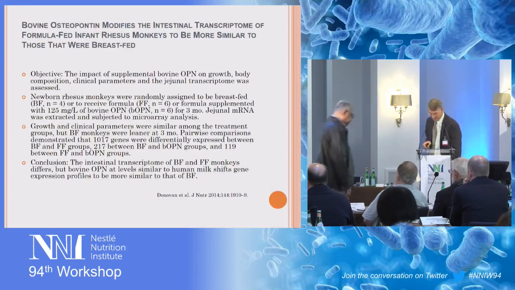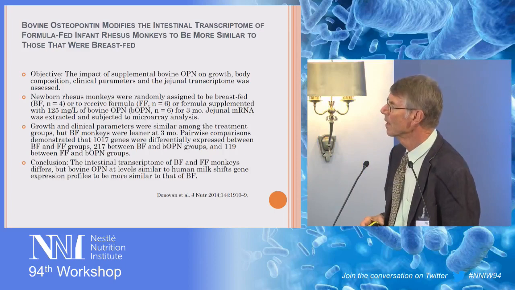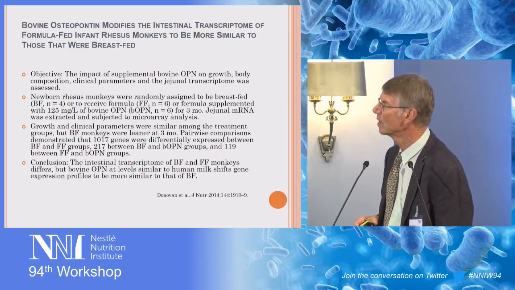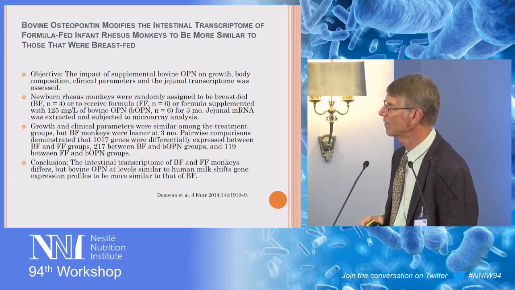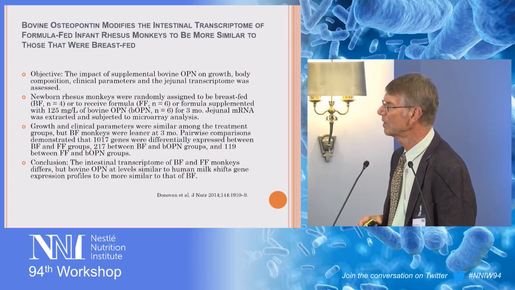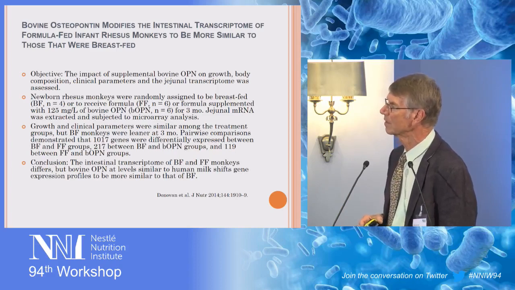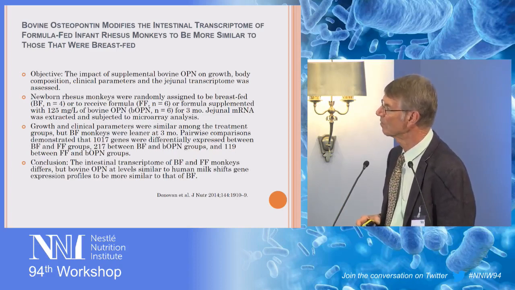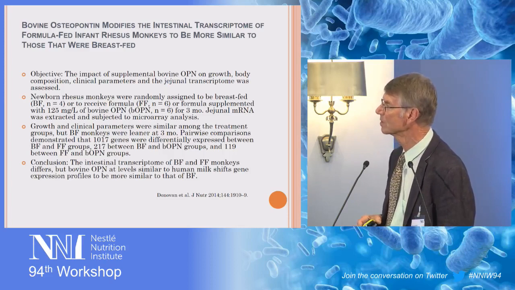We did a preliminary trial on this bovine osteopontin. This was done together with Sharon Donovan, one of my previous PhD students. And we fed infant formula with bovine osteopontin to infant rhesus monkeys. We believe that this is a very nice model for the human infant. Rhesus monkey milk composition is very similar to that of human milk. They can get formula and feed themselves from basically when they're born, and they are weaned at about the same age as human infants, about 4 to 6 months.